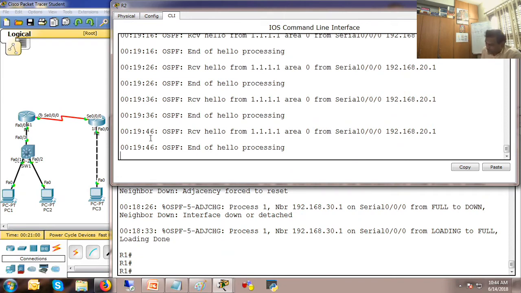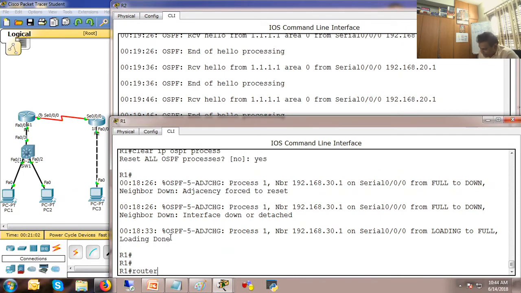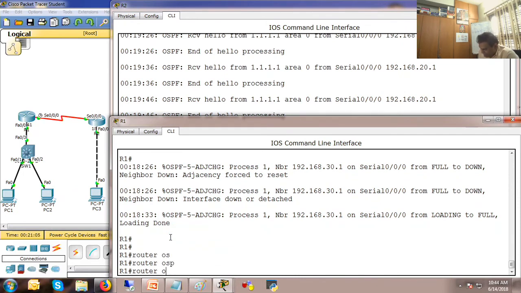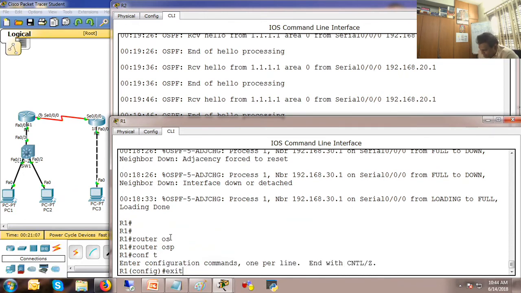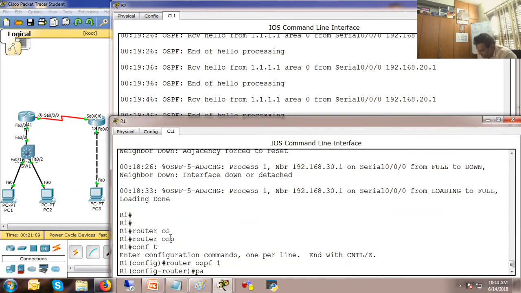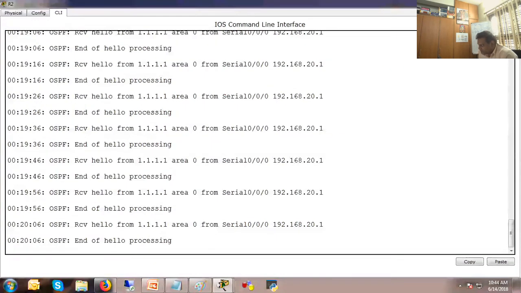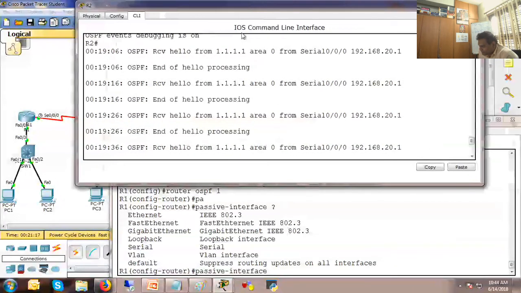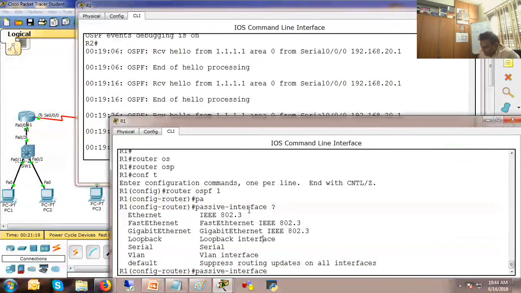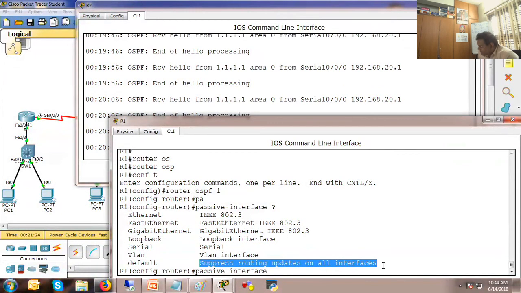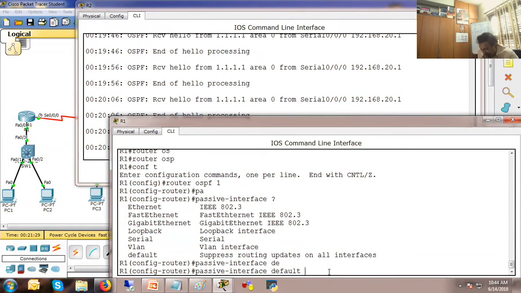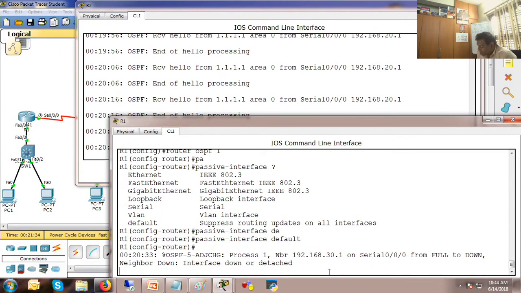How to do that? Go to the router OSPF mode. Passive interface, question mark. The moment I give passive interface question mark, what happens? It will give you a default option. Default means what? Suppress routing updates on all the interfaces. Passive interface default. Enter. I suppressed it.